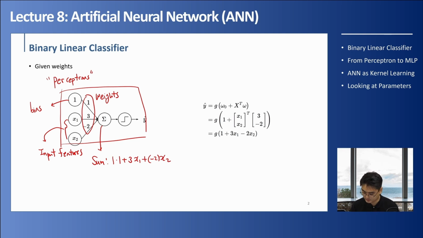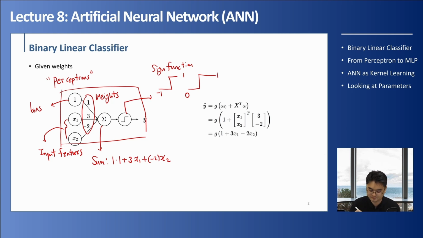Then, after doing the sum, this information passes the sign function, which could be a function like the step function here. Like this is minus 1 if it's negative and 1 if it's positive. Or you can also set this function as 0 and 1. So it's a binary function.